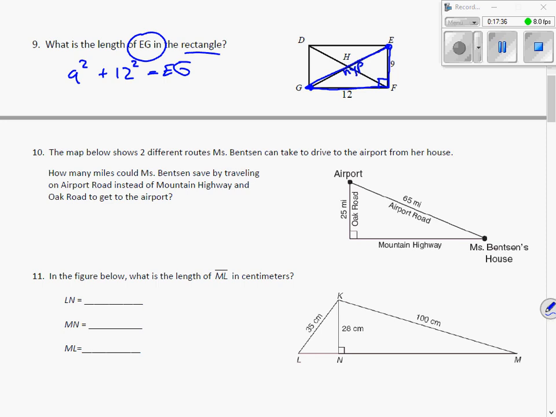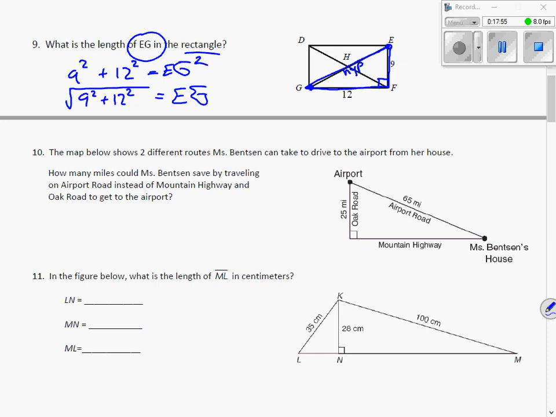The shortcut is to take the square root of 9 squared plus 12 squared, and that would be the number I want.